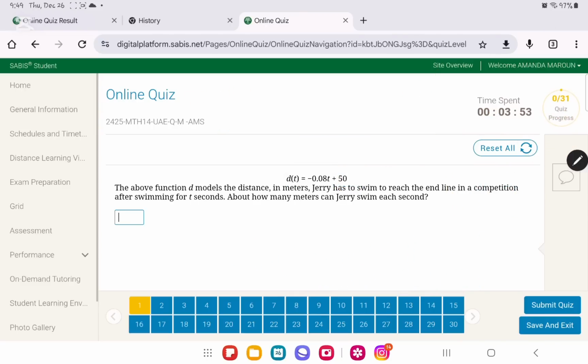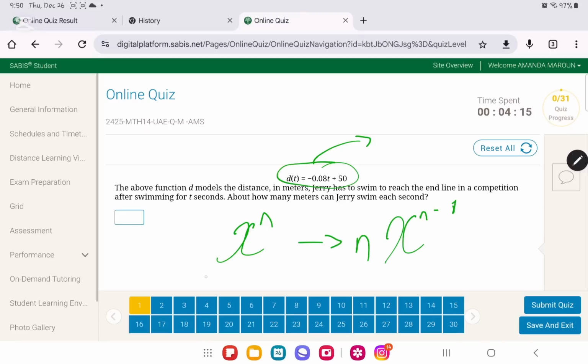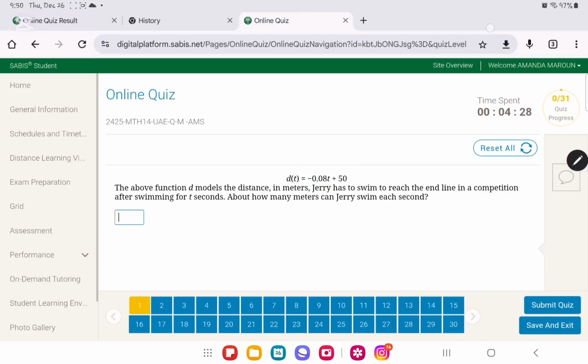Or another way that we were taught in school was to take it the derivative way. Now, to take it the derivative way, what we are going to do is find the derivative. Just very simply, if we have a function x to the power of n, its derivative is going to be n times x to the power of n minus 1. So let's say you have 4x to the power of 3. The derivative is going to be 4 times 3, which is 12, x to the power of 3 minus 1, which is 2. Very simply, this is the derivative.